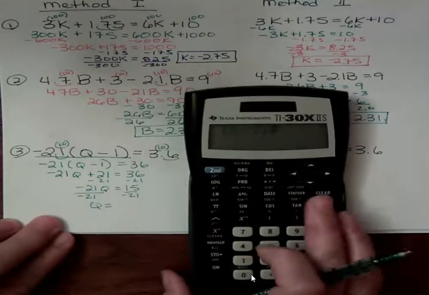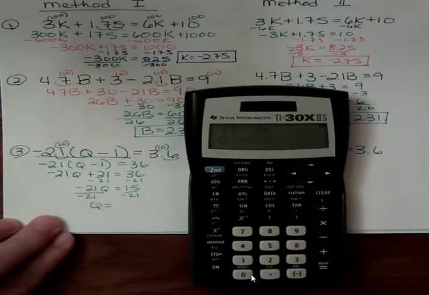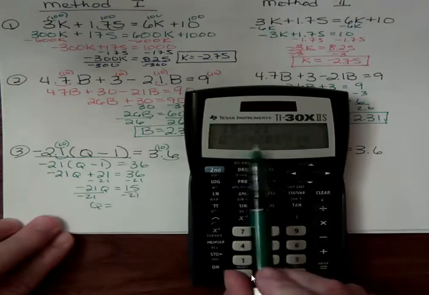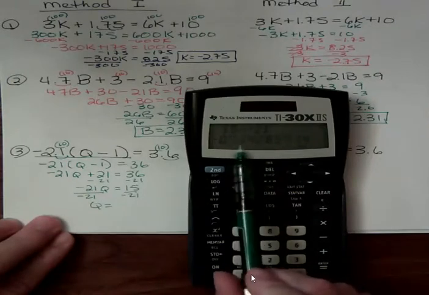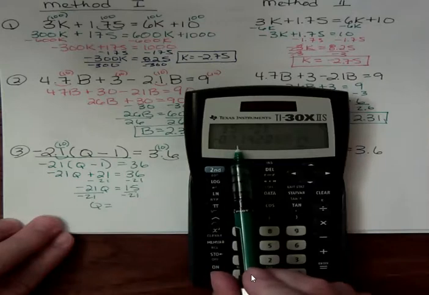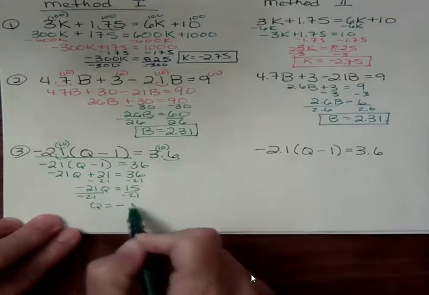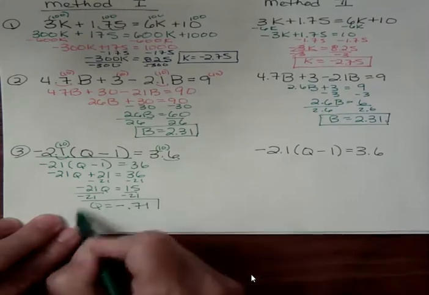15 divided by negative 21 is negative 0.7142857, and so on. I'm going to round that to the nearest hundredth. In this case, because if you look one to the right, that 4 is less than 5, we're going to keep that as 0.71 or 71 hundredths. But there's also a negative in front of that. So negative 71 hundredths is my final answer.